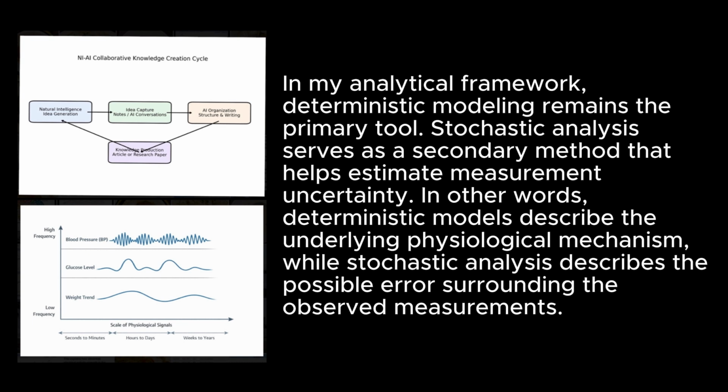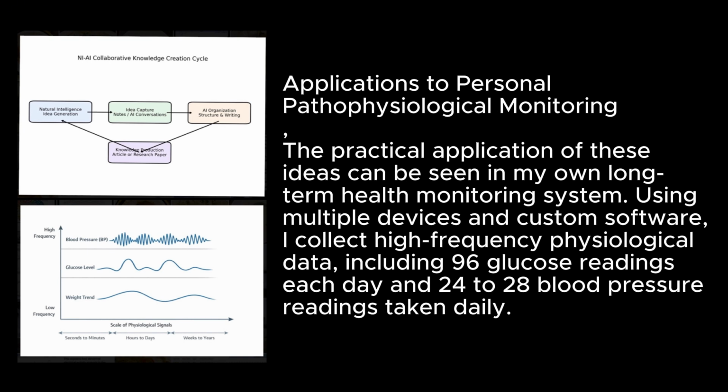In my analytical framework, deterministic modeling remains the primary tool. Stochastic analysis serves as a secondary method that helps estimate measurement uncertainty. In other words, deterministic models describe the underlying physiological mechanism, while stochastic analysis describes the possible error surrounding the observed measurements.